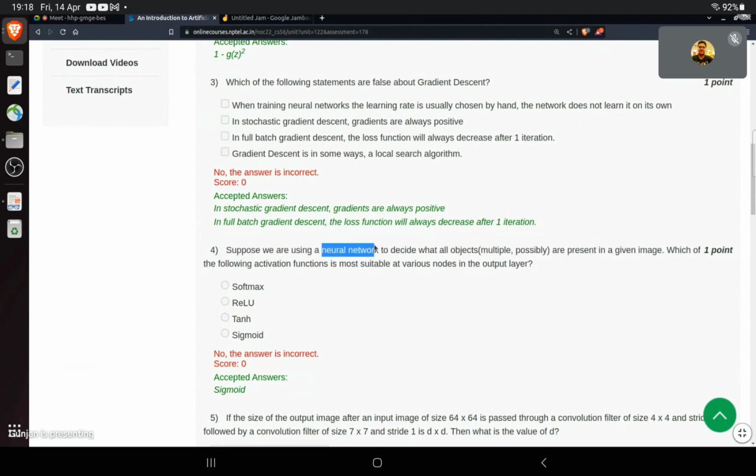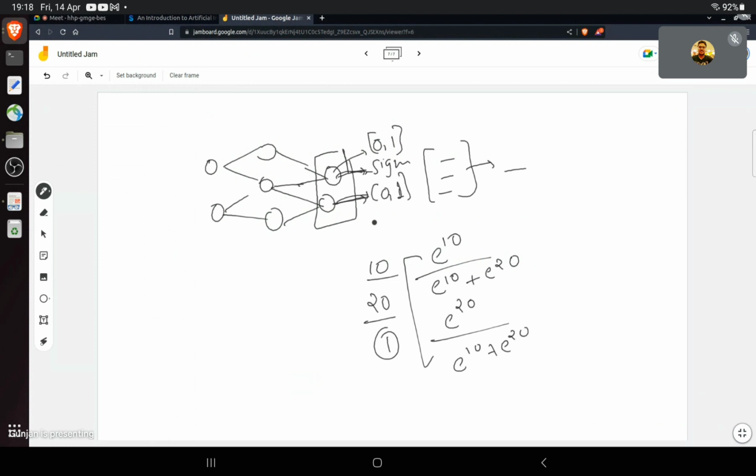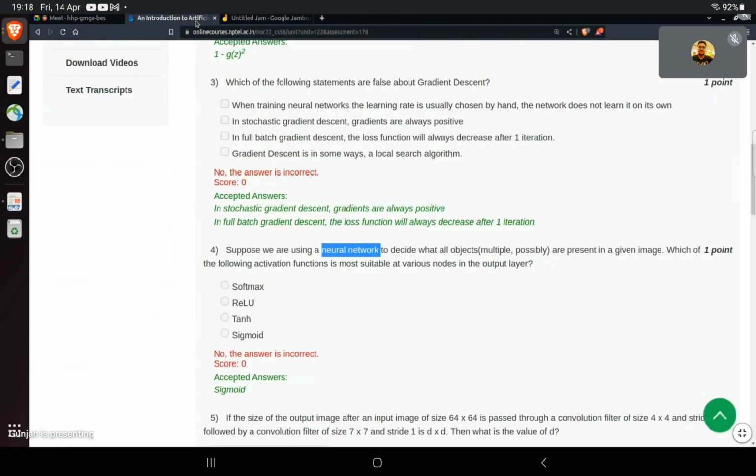Okay, I got it. With softmax, they're only going to decide one object, and we are talking about multiple objects in the image. That's why softmax can't be used. And we can't use ReLU and tanh because they don't give a probability distribution. Only sigmoid can detect multiple objects and give probability distributions.